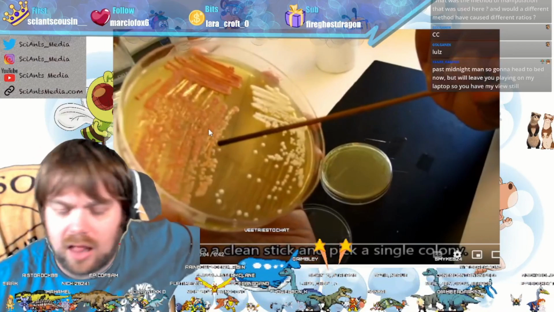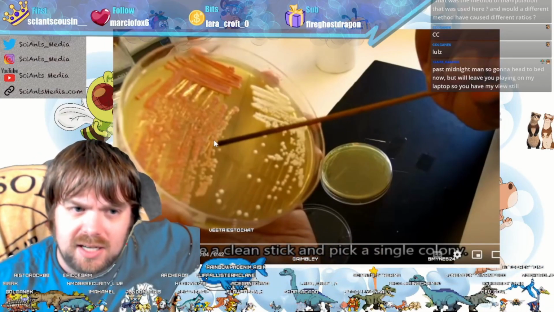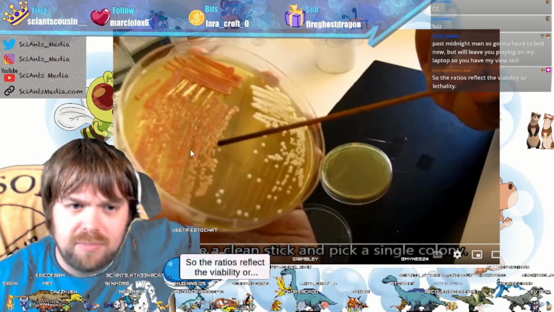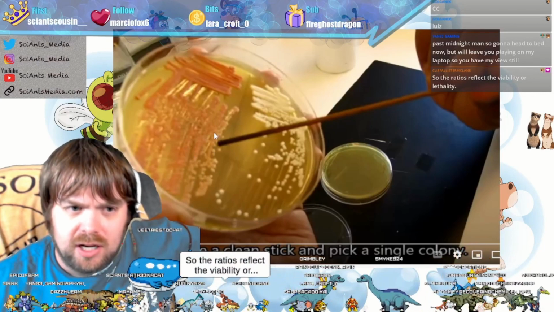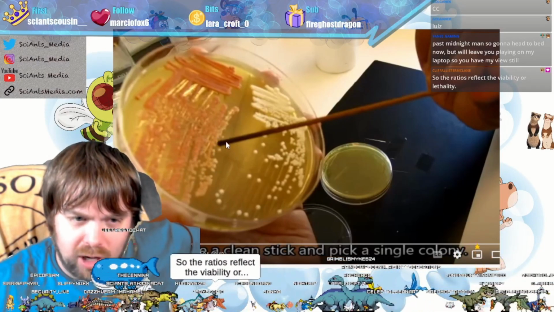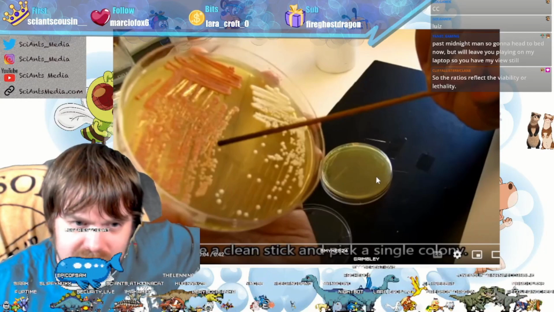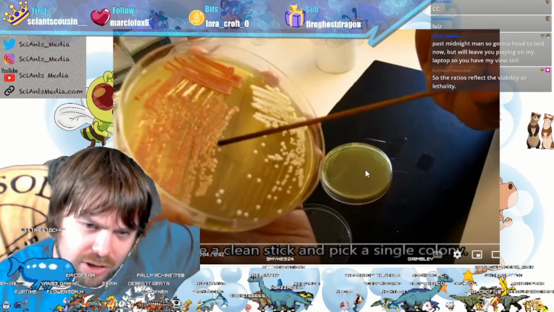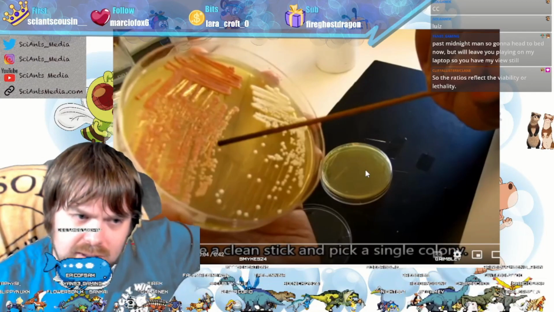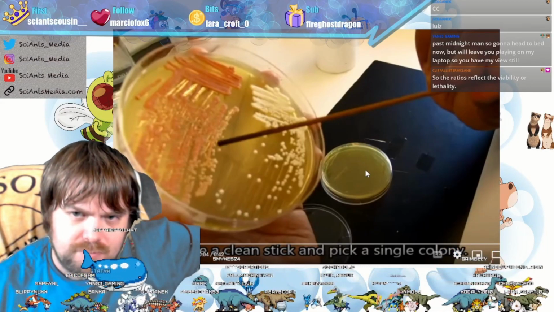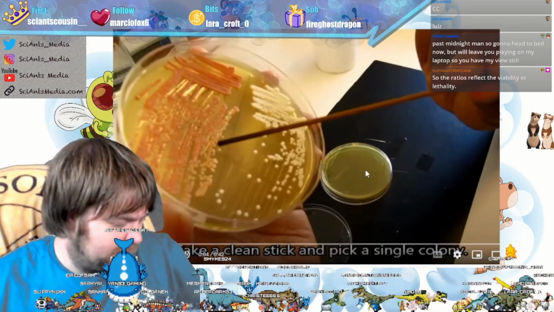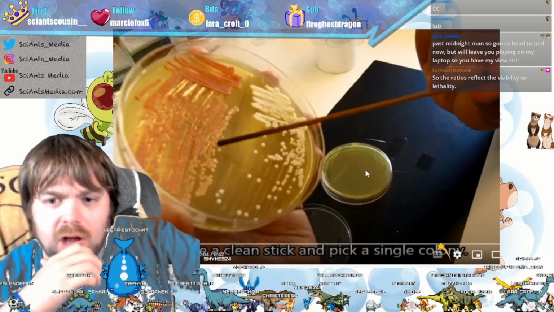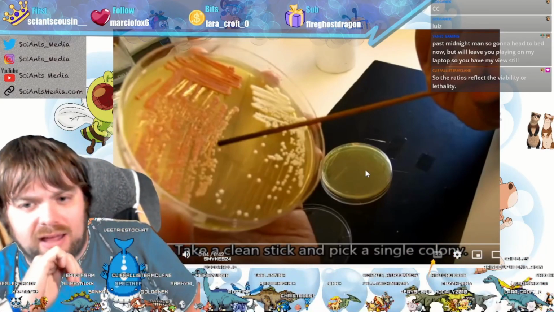So those are like the colonies that you'll get on these plates. From the original source, you'd want to put it on a stick, and then he's going to rub it on this new plate. If you rub less heavily, you're more likely to get those slower growing organisms.